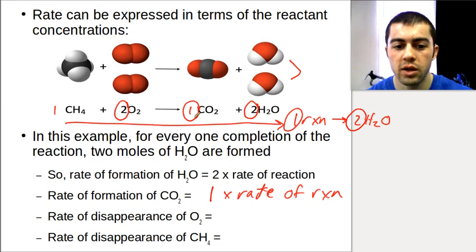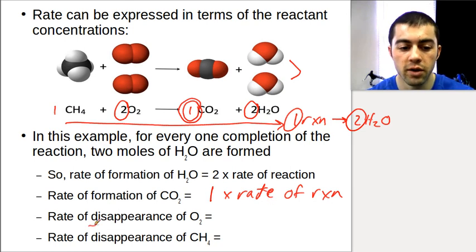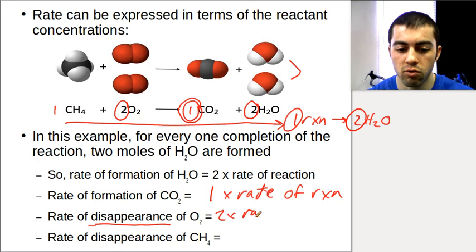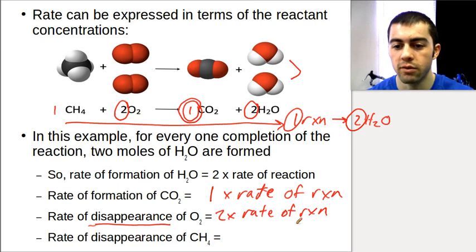So basically, because this is a 1-to-1 relationship, every completion of the reaction gives us 1 CO2 molecule. The rate of formation of CO2 is going to be the same as the rate of the reaction. If we look at O2, the rate of disappearance, because it's a reactant, we're using it up, is going to be 2 times the rate of the reaction, because for every one completion of the reaction we're using up 2 O2 molecules. So the rate of oxygen consumption is going to be twice as much as the rate of the reaction.